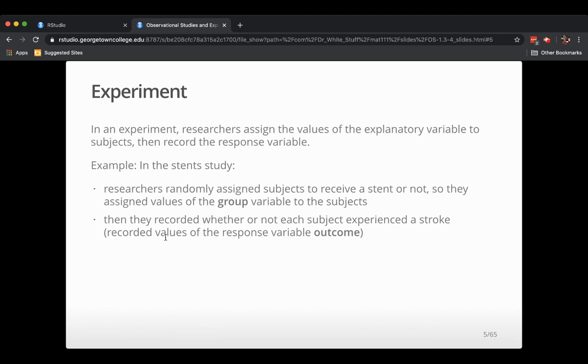Next, an experiment is different. In an experiment, the researchers assign the values of the explanatory variable to the subjects, and then they just record the response variable.